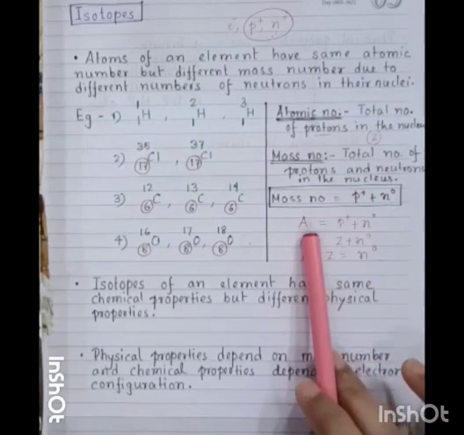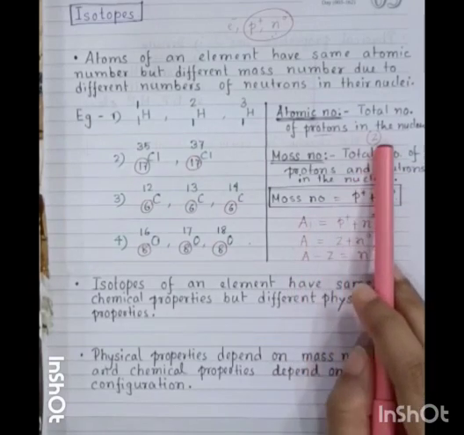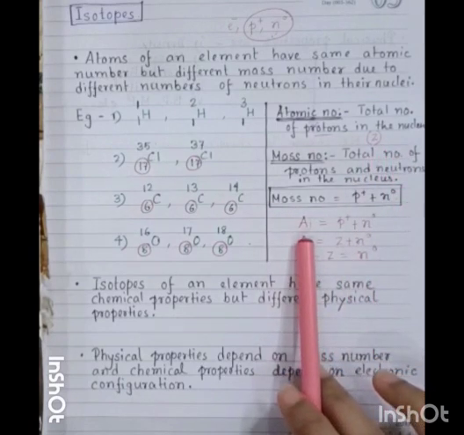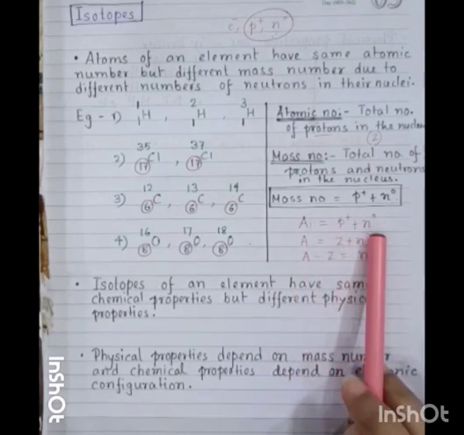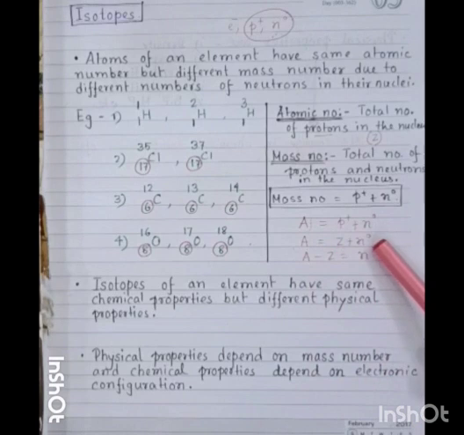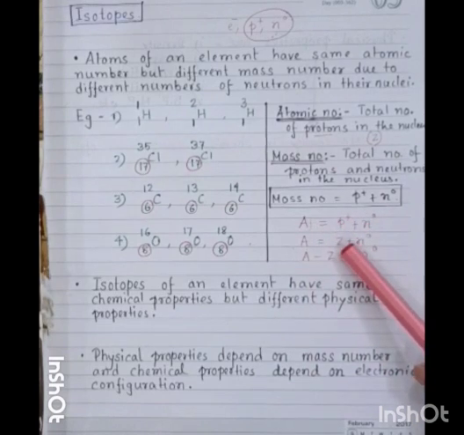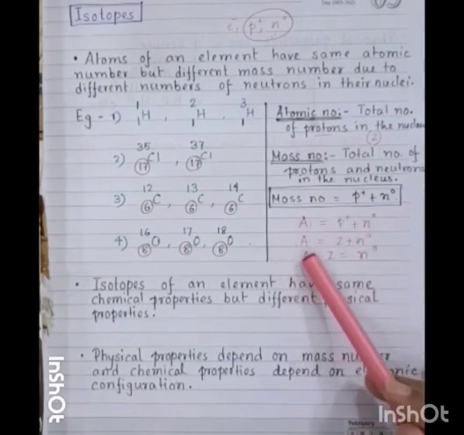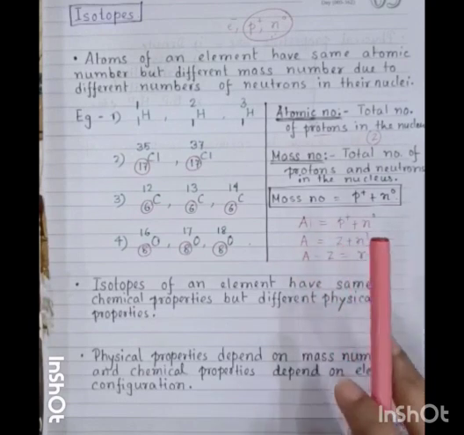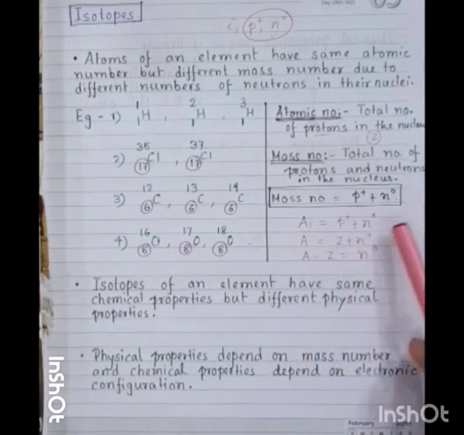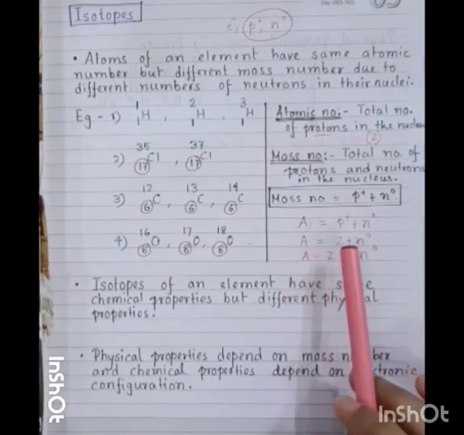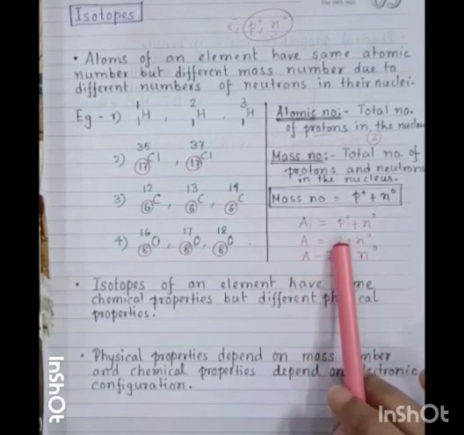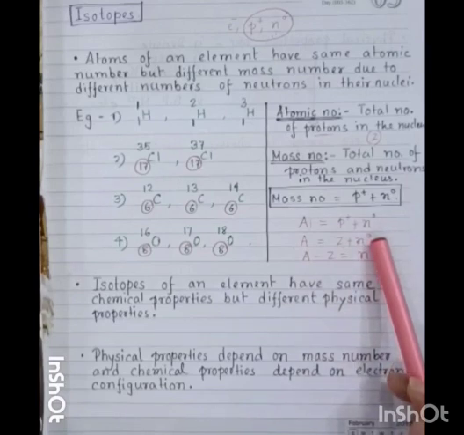Mass number is represented by capital A, whereas atomic number is represented by capital Z. So from this we can write that mass number A is equal to protons plus neutrons, and in the next line you can see that proton number is replaced by the symbol atomic number, which is Z. So A is equal to Z plus neutrons. Now out of these three terms, if any two are known to you, then you can easily calculate the third one, and vice versa. So suppose A and Z, that is the mass number and atomic number, are known to you, then you can easily calculate the number of neutrons.